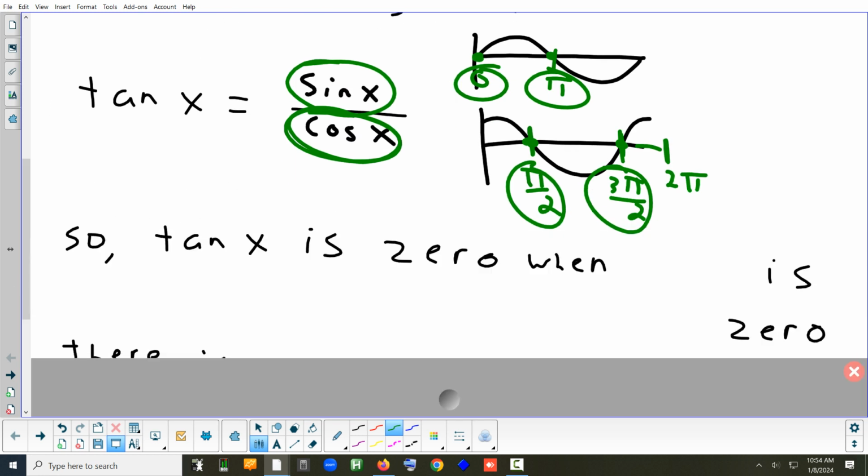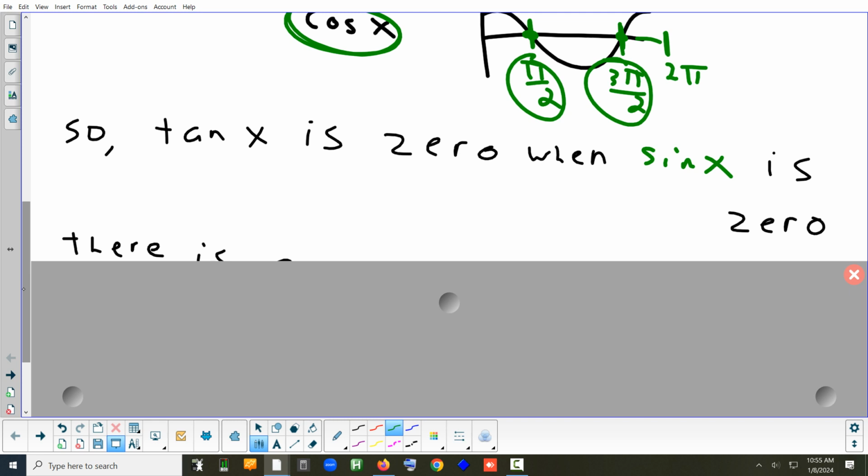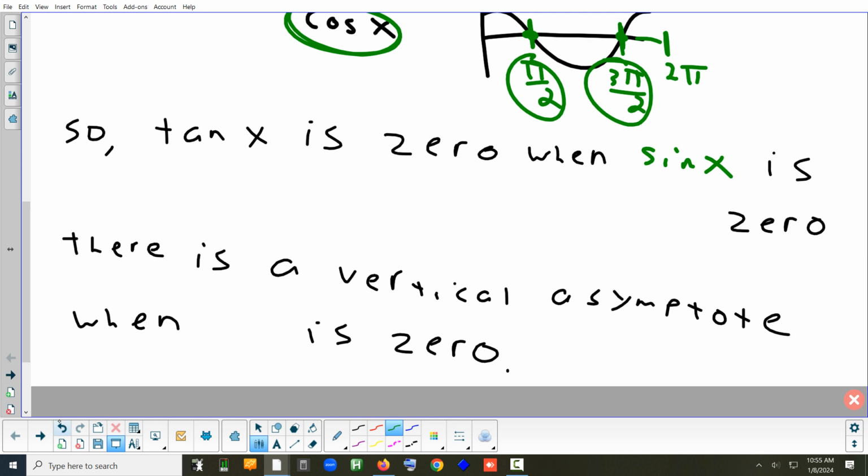All right, so actually, we already said this. The tangent is 0 wherever the sine is 0, and there are going to be vertical asymptotes when the cosine is 0.